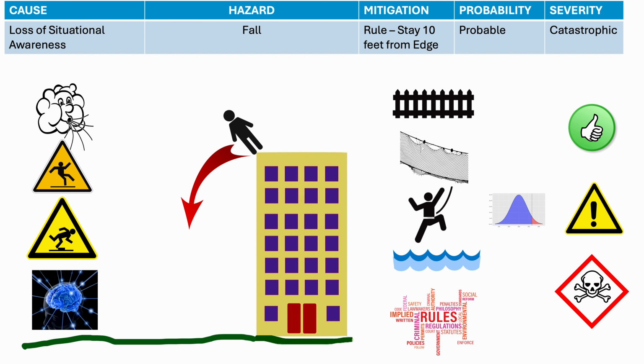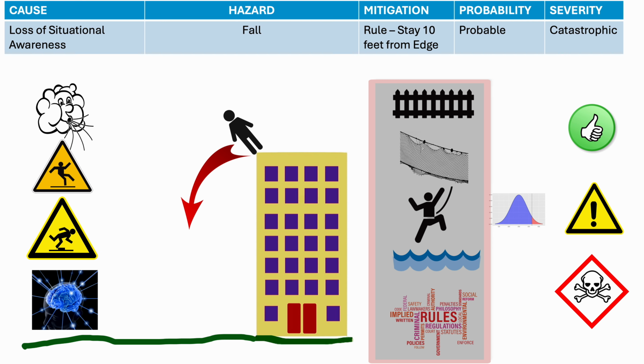Not all safety measures are equally effective. Some solutions eliminate hazards altogether, while others rely on human actions, making them less reliable. Let's break down the hierarchy of safety mitigations, from the most effective to the least, so we can focus on what truly keeps people safe.